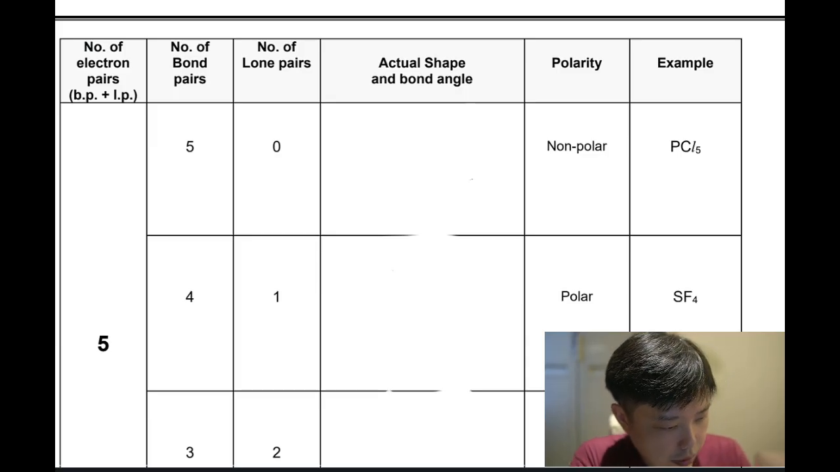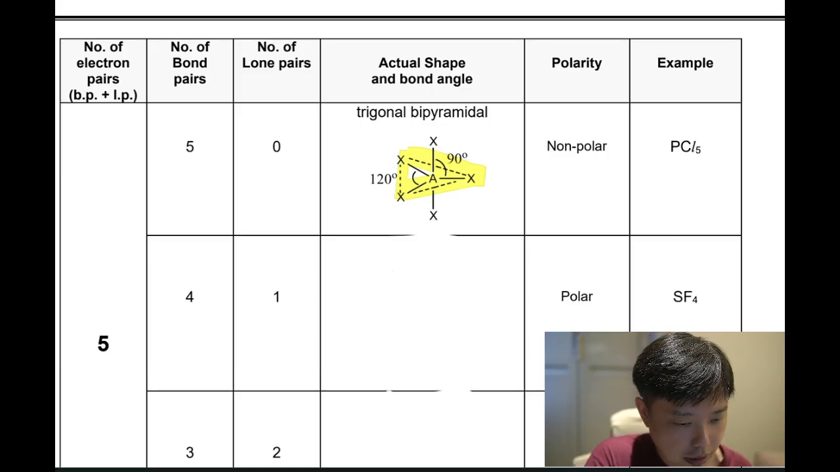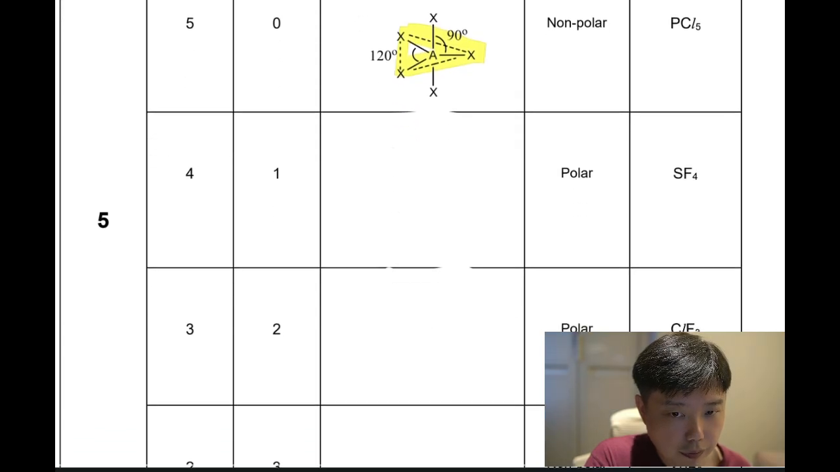Let's take a look at the shape. Trigonal bipyramidal. I made use of dotted lines to show that it is a plane. It's an equatorial plane, but you can also make use of wedges to show this particular shape. No harm done.